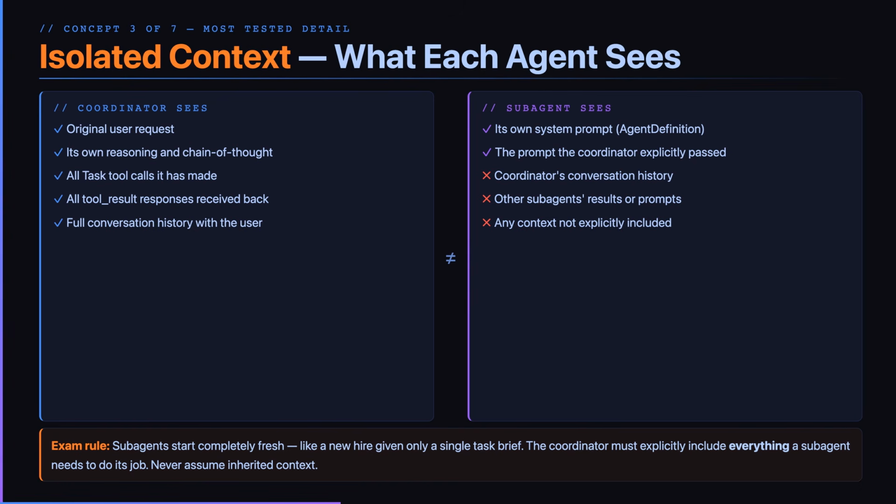This is the most commonly missed detail on the exam: isolated context. The coordinator sees everything: user request, its own reasoning, all task calls, all results. But each subagent starts completely fresh. It only sees its own system prompt, and the prompt the coordinator explicitly passed. No coordinator history, no other subagent results, nothing. The exam rule: The coordinator must explicitly include everything a subagent needs. Never assume inherited context.